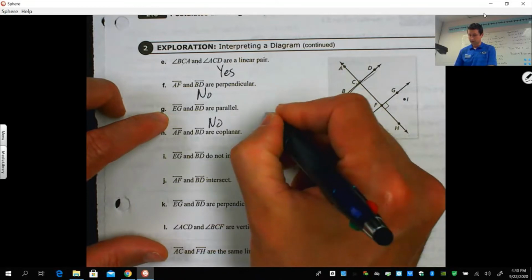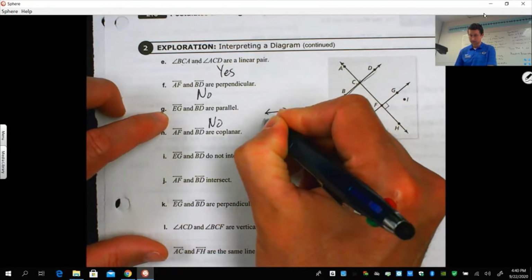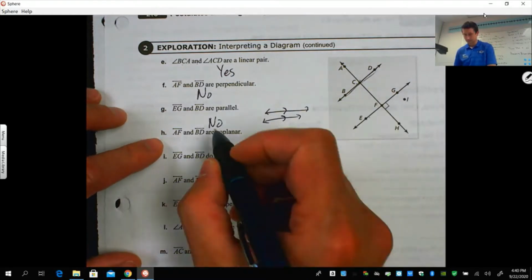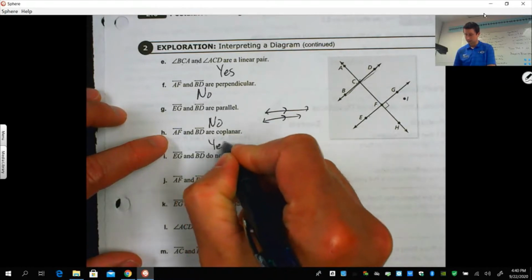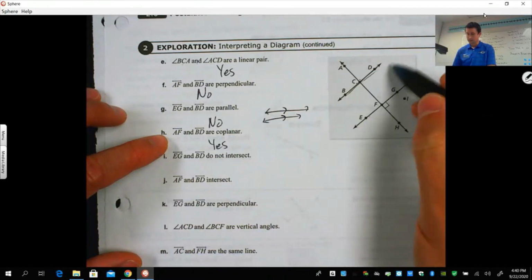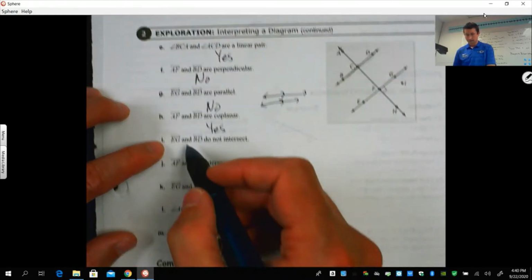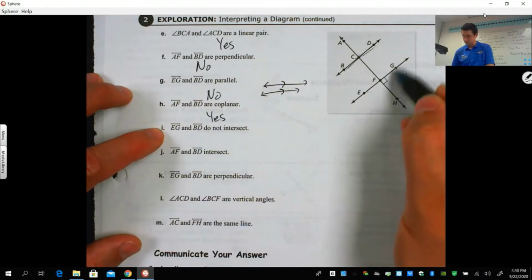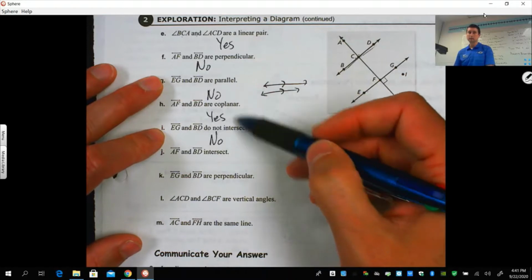Symbols for parallel lines, remember, are the arrows right in the middle. Not the arrows at the end, but the arrows right in the middle. We'll see a lot with parallel lines coming up. Another chapter. AF and BD are coplanar. Yes, we can assume that. AF and BD, they are shown all in this plane. Can we assume EG and BD do not intersect? EG and BD, no, you cannot assume that. We couldn't assume they're parallel. We can't assume that they do not intersect.